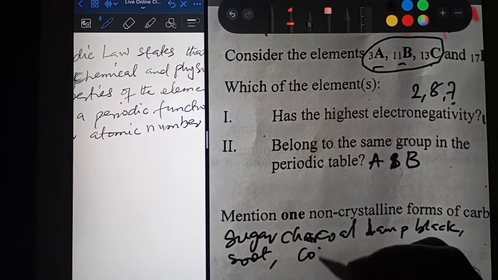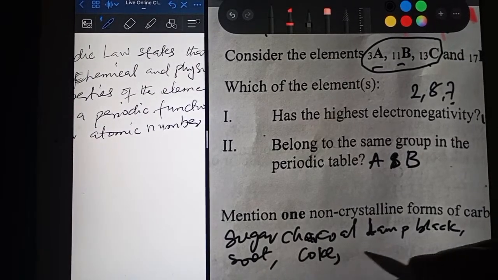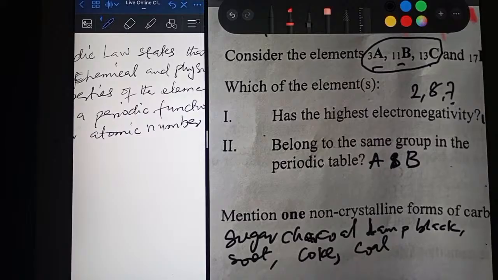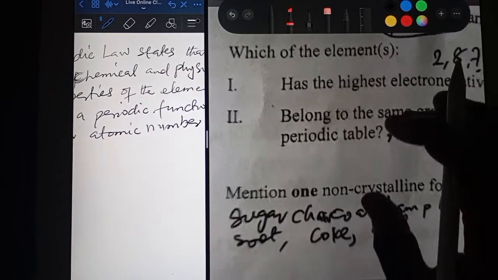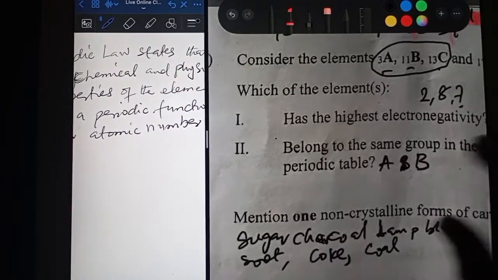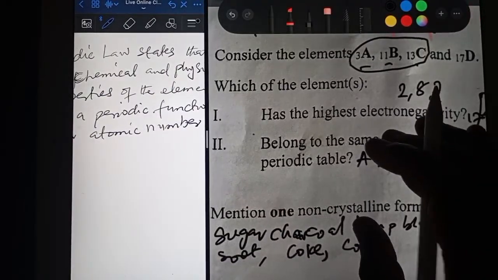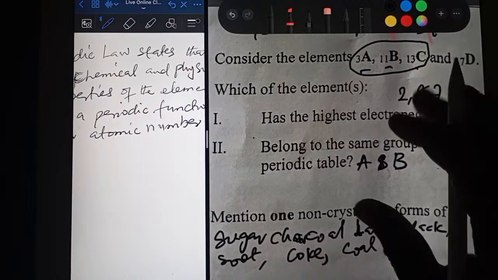Or you can also say coke is part of it. Yes, if you call coal, it's part of amorphous, but coal is just a mixture. All right, but call coke, charcoal, soot, and lamp black. So these are all amorphous carbon, meaning non-crystalline, without a regular shape.